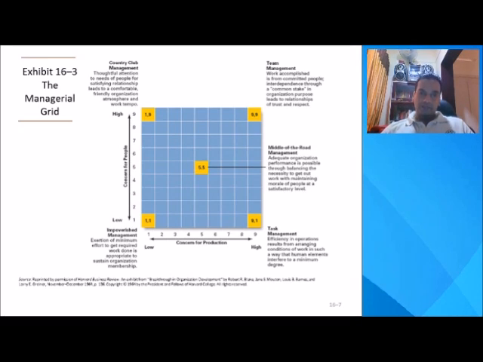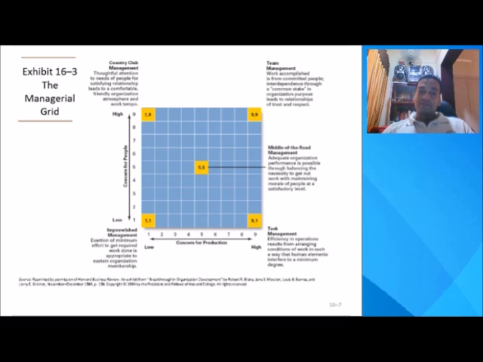So the country club management style is 1-9. That is, the leaders will have a high concern for people and a low concern for production. The leaders are more worried or more thoughtful about satisfying the personal relationships between the members of the organization rather than the work aspect.